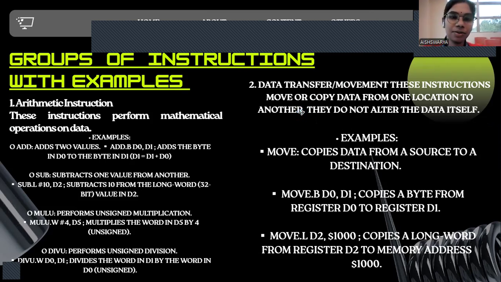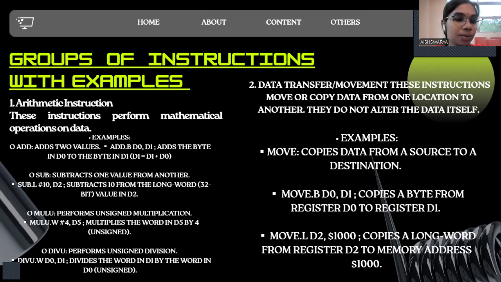The next one is a group of instructions with examples. First one, arithmetic instructions. These instructions perform mathematical operations on data. Example, ADD adds two values. ADD.B D0, D1 adds the byte in D0 to the byte in D1. D1 equals D1 plus D0.